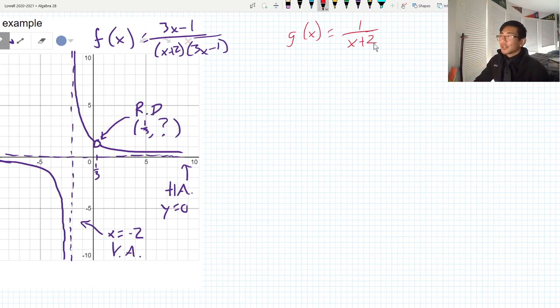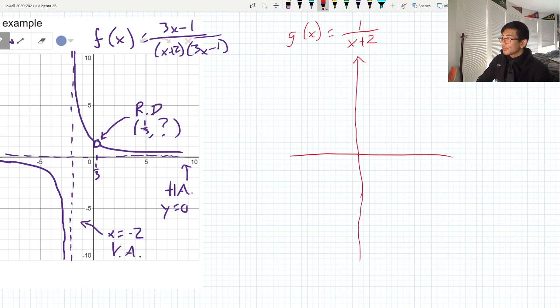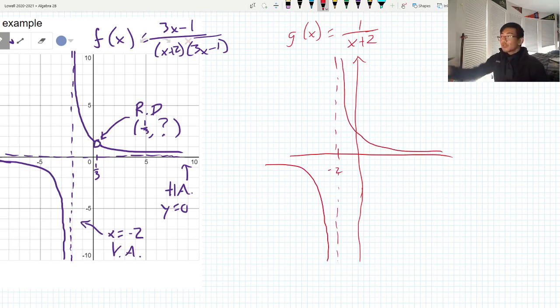But we know what this one looks like. This one's a lot easier to draw. I'll draw it right here, roughly the same size as the first one. Something like that. And we know our asymptote is going to happen at -2, just like that. So I'll draw that one right there, and it's going to be like this. Okay, remember, these graphs are near identical.